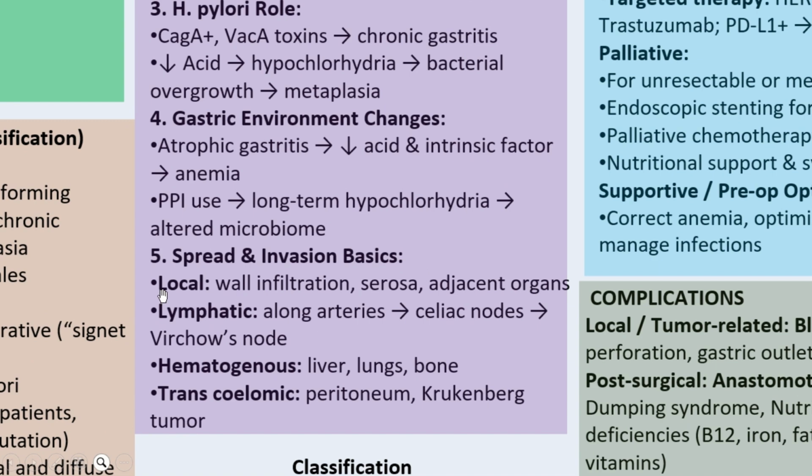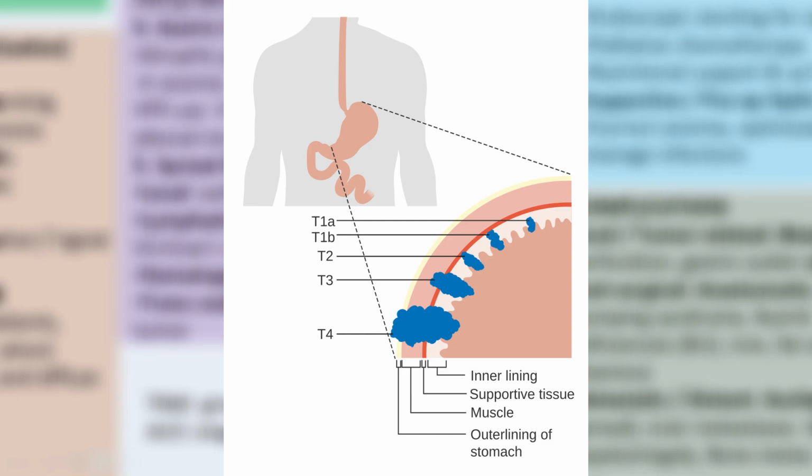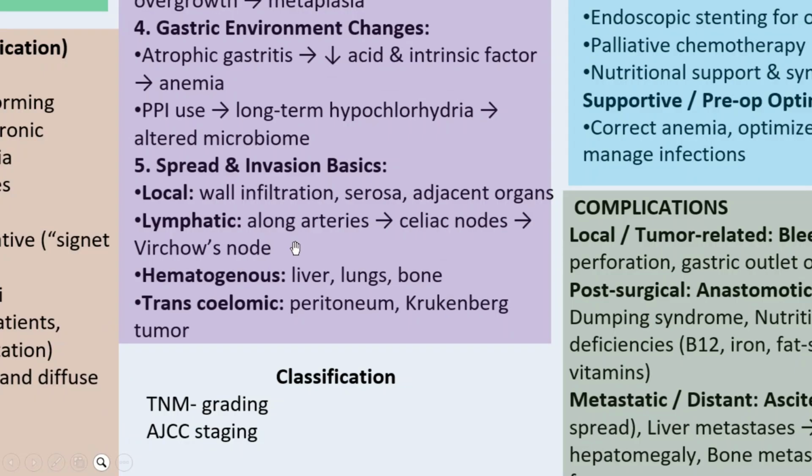Then when you look at spread and invasion, the basics of it is that we have the local invasion where we have wall infiltration. So when we are looking at even the staging of the cancer, we are going to stage it coming from inside going outside. So when you look at the TNM staging or the TNM grading of the cancer, which look like a T1, which is about at the mucosa. As you go inside, you enter the submucosa. As you go inside, you go to the muscularis, then you go to the serosa, and this will always give you different tumor gradings.